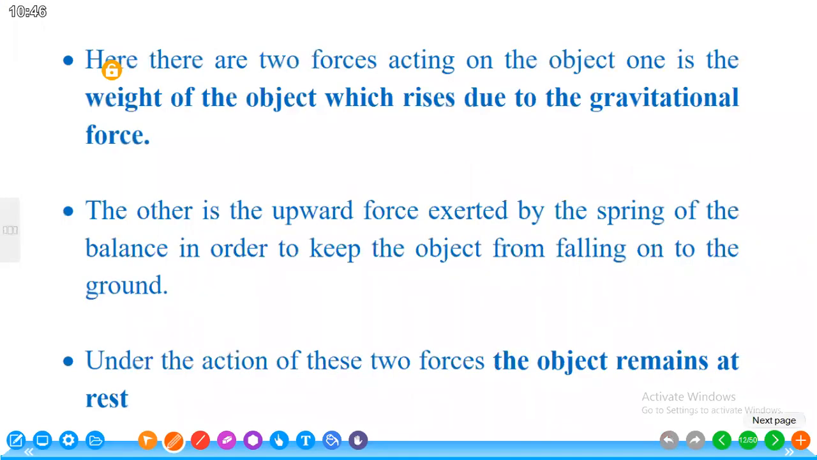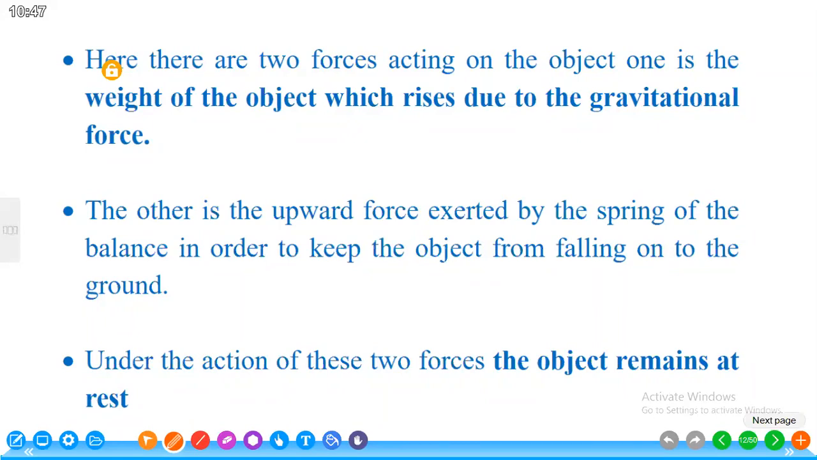Here are two forces acting on an object. One is the weight of the object, which arises due to the gravitational force, a downward force. The other is the upward force exerted by the spring of the balance in order to keep the object from falling onto the ground. So under the action of these two forces, the object remains at rest.